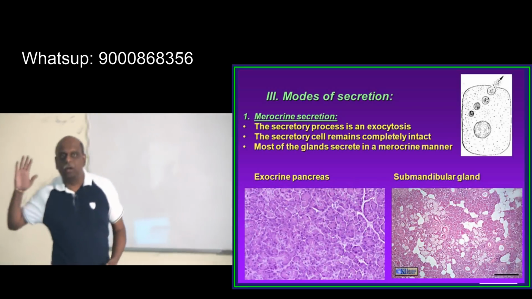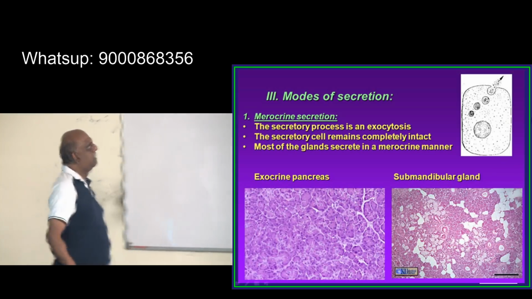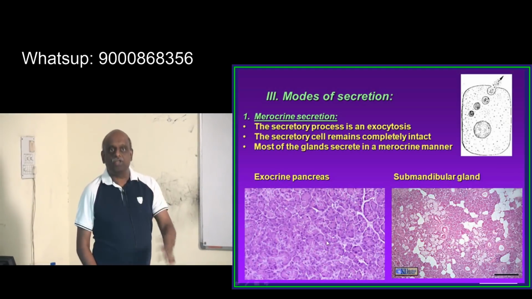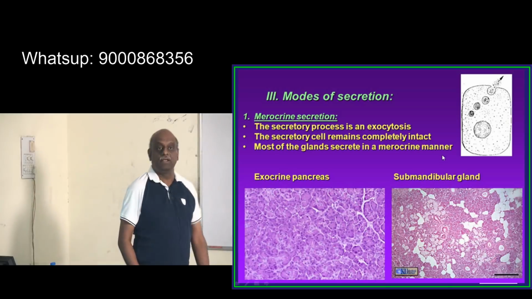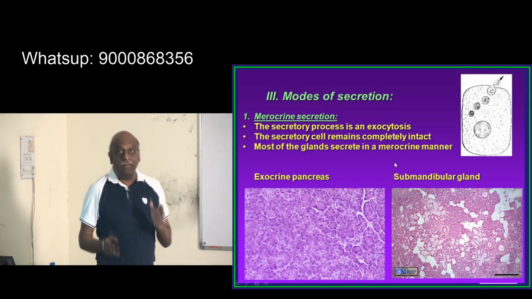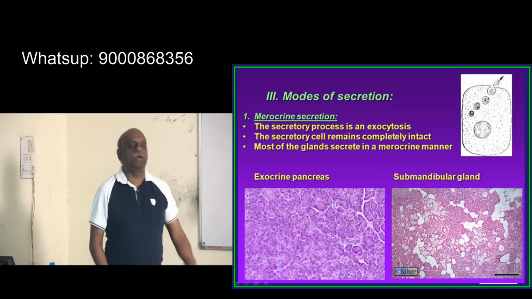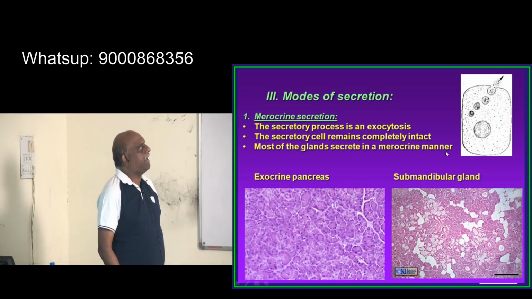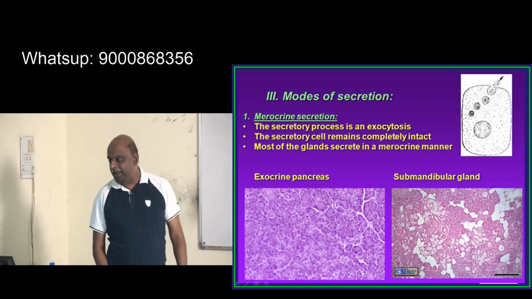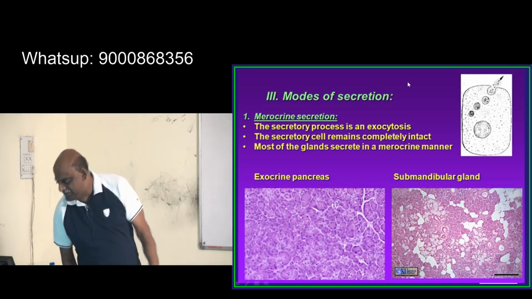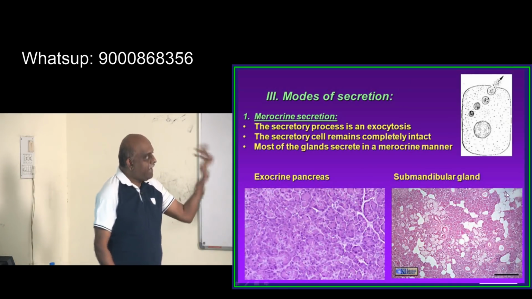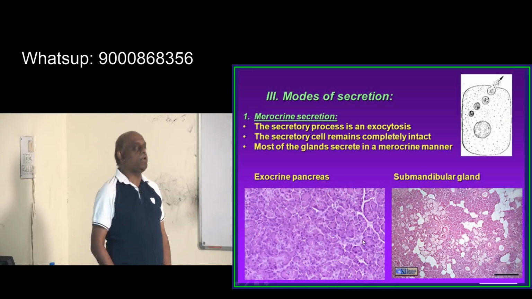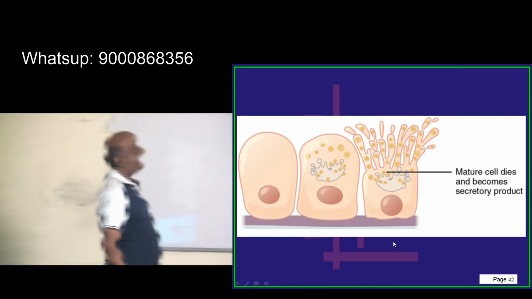So what is merocrine secretion? Whenever the secretory process occurs by exocytosis, where the secretory cells remain intact, unlike in the holocrine, and most of the glands, it is a merocrine kind of secretion, like exocrine pancreas, submandibular gland is what you have to basically remember.